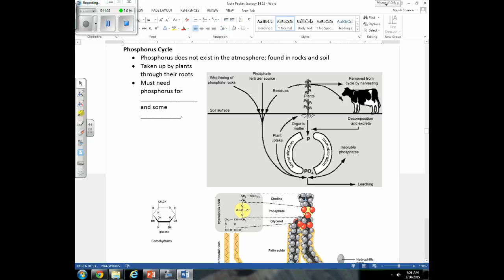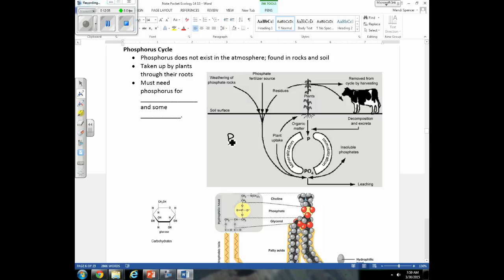So with the phosphorus cycle, again, be able to look at a diagram, understand what is occurring, and a main idea that you need to know about phosphorus, which is a little bit different from carbon and nitrogen, is that it does not exist in the atmosphere. It doesn't exist in a gas. All phosphorus is going to be in rocks and in the soil, and it can be dissolved in water.